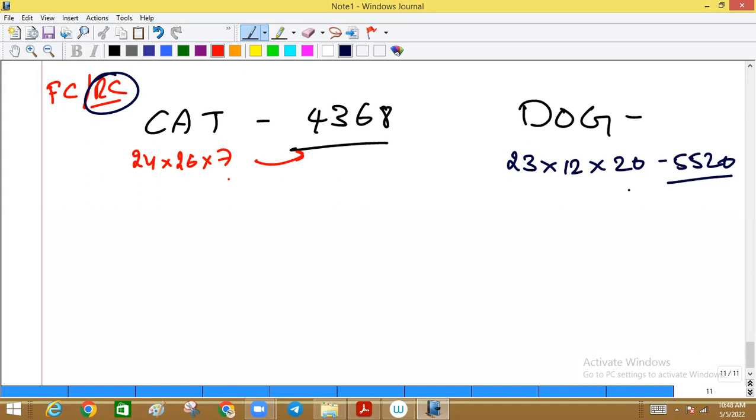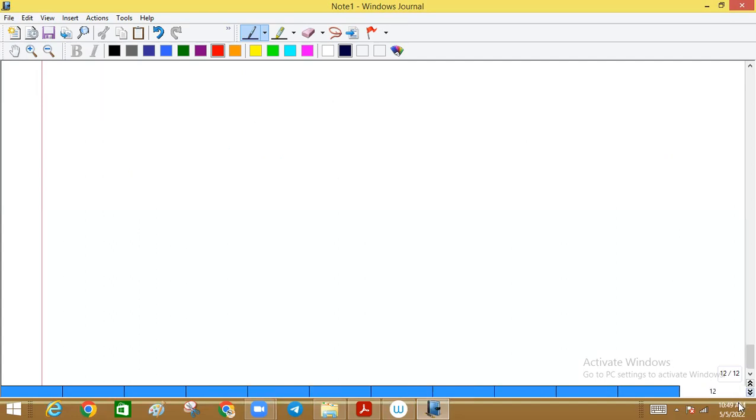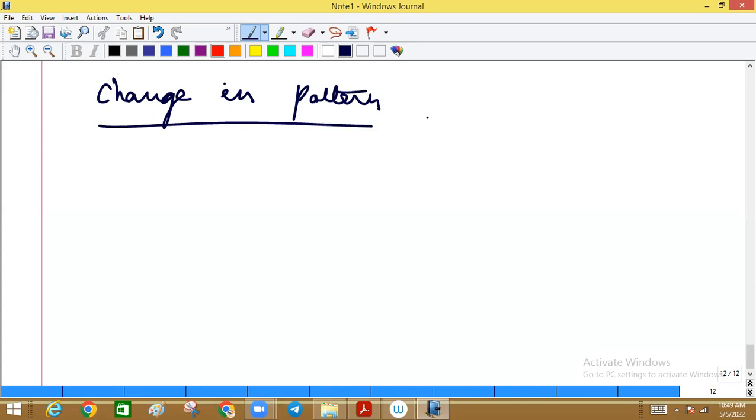Okay. So these are the various types of opposite coding and reverse coding questions. Write down the next type, change in pattern. The next type of questions is change in pattern. Let's see this change in pattern question.